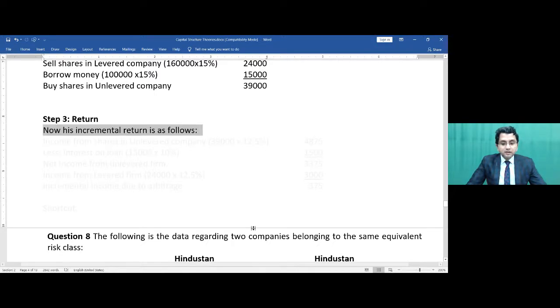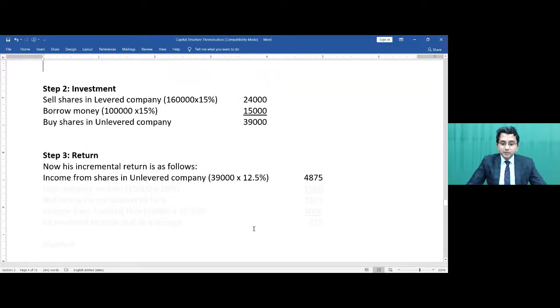Now his incremental return is as follows. Income from shares in the unlevered company. He has bought shares worth rupees 39,000 and KE of the unlevered company is 12.5%. So on this 39,000, he will be earning 12.5% return. So that comes out to be 4,875. You can check it and tell me if the calculation is wrong. 39,000 into 12.5% will give you 4,875, right?